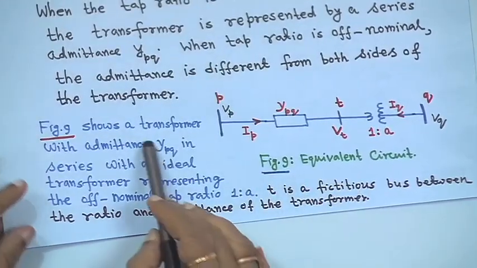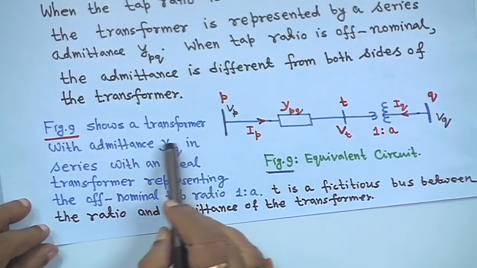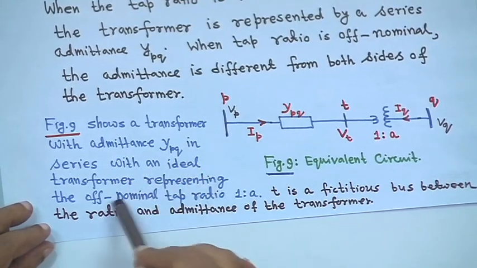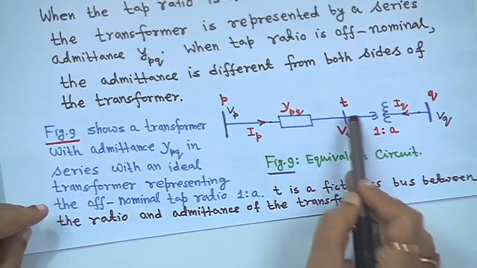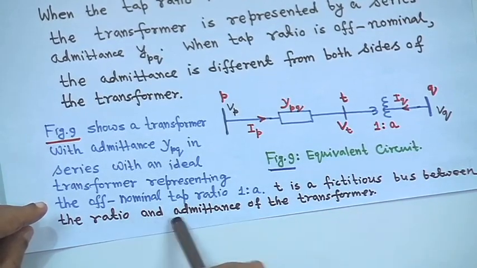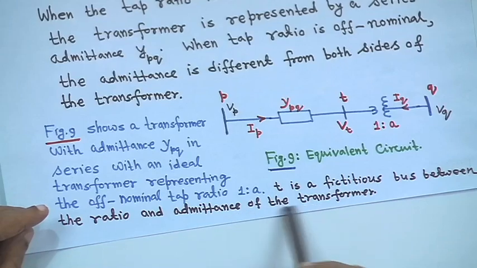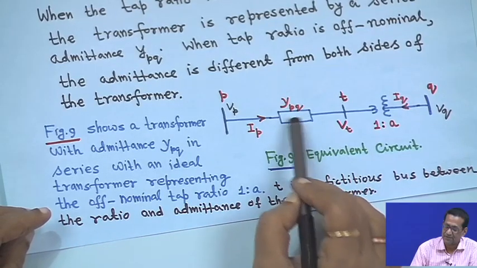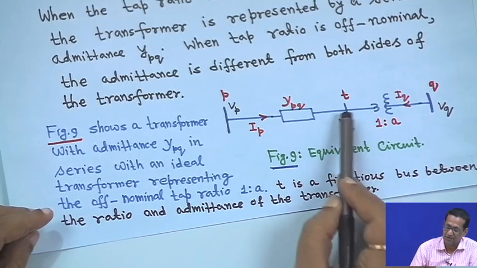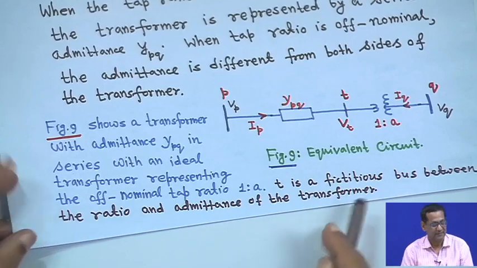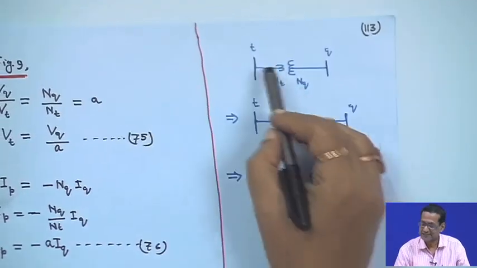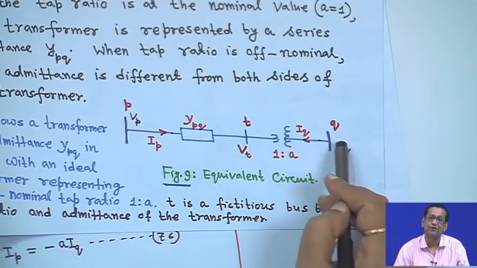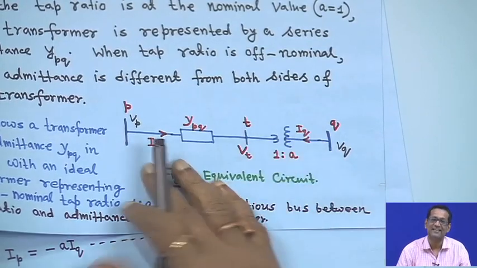That is why I have written that figure 9. This figure 9 shows a transformer with admittance YPQ in series with an ideal transformer, representing the off nominal tap ratio 1:A, and T is a fictitious bus bar between that ratio and the admittance of the transformer. That means in between this one and this side, we have assumed this fictitious bus bar. Before coming to that, this side is T, this side is Q. So, we assume this side turn is NT, this side NQ.